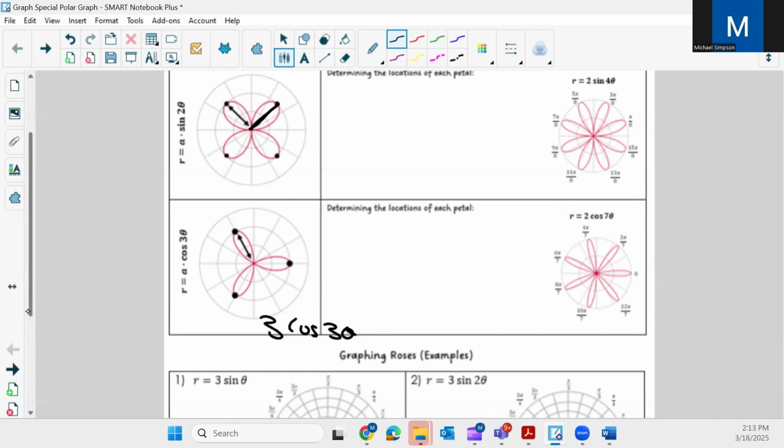All right, here we go. Now, if you notice, watch this. When it's cosine, the first petal starts on the polar axis. Every time it's cosine, regardless of whether it is odd or even, the first petal starts on the polar axis, where the angle is 0. If it is sine, the first petal starts above the polar axis.